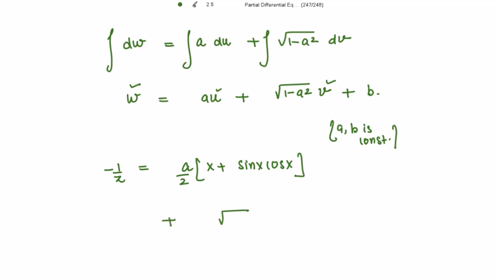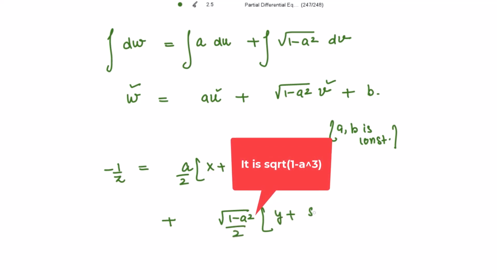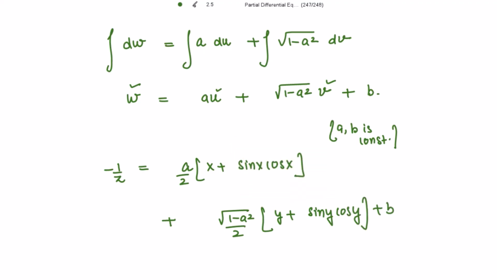Plus the square root of 1 minus A square. What is v? It is 1/2 of y plus sin y cos y plus b. You can also rewrite this equation as, I'm writing the right hand side first, it is a into x plus sin x cos x plus the square root of 1 minus A square.